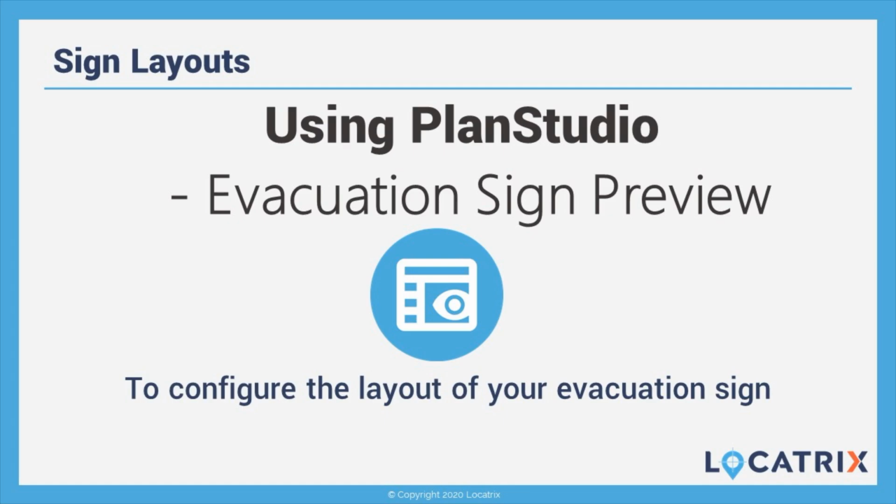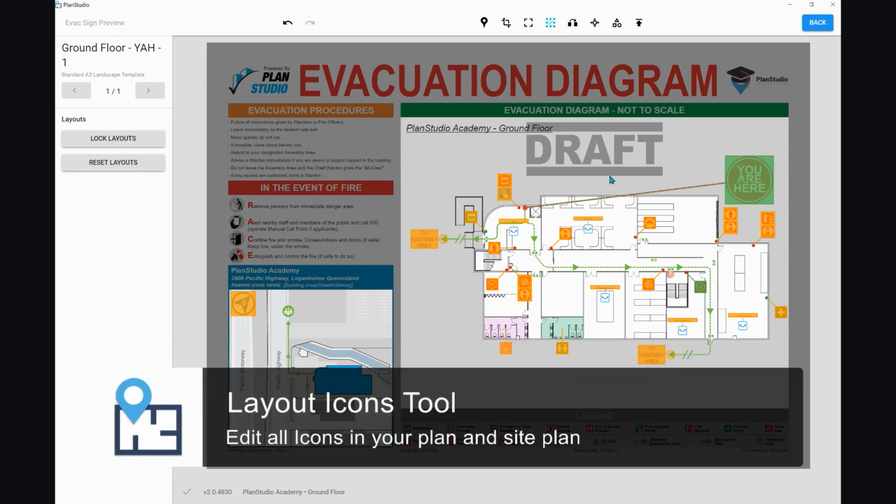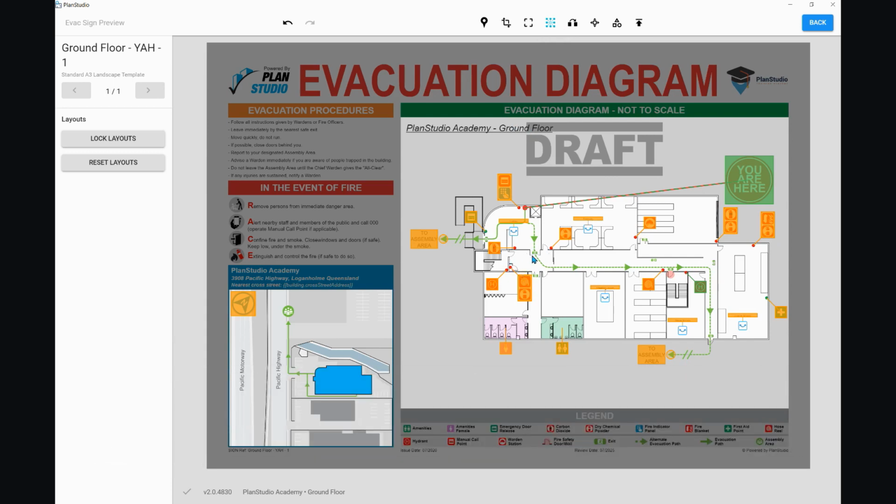Icon layouts. The icon layout tool gives you the ability to control and lay out the positioning of all of the icons, text, and equipment on a sign. By default, PlanStudio will lay out all of the icons in a logical position to avoid any icons ever crossing paths, blocking evacuation routes or doors, and will try to obscure as little information as possible.